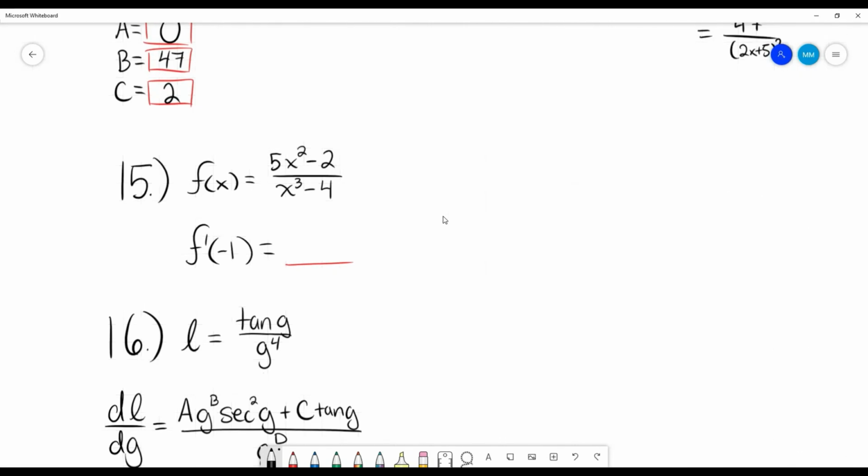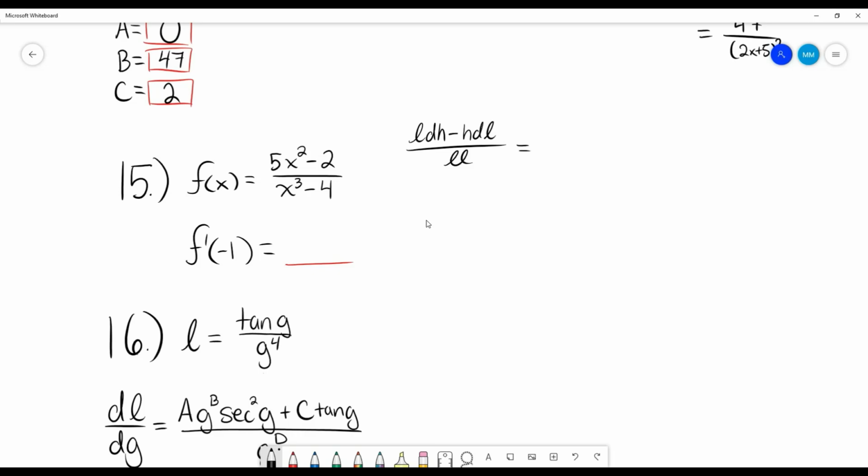All right, now for number 15, they just want us to find the derivative, and they want us to find the value of the derivative at x equals -1. So again, we're going to use the quotient rule, which is the bottom times the derivative of the top minus the top times the derivative of the bottom over the bottom squared. So low d high minus high d low over low low.